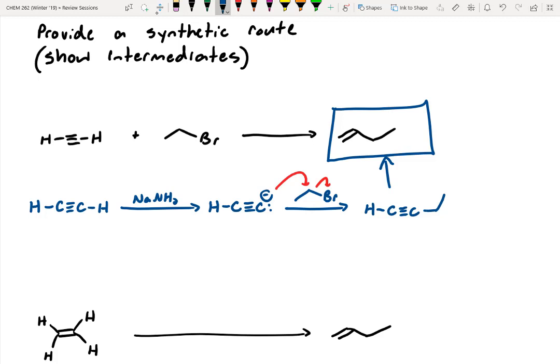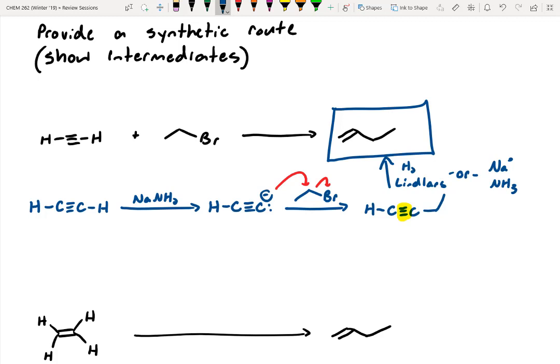Yeah, we actually have 2 different routes. We need to hydrogenate the alkyne to get the alkene. And this isn't a cis or a trans alkene, so you can kind of choose whichever one you want. So you could do H2 with Lindlar's. Or, if you wanted to, you could do sodium and ammonia. That's the dissolving metal reduction.